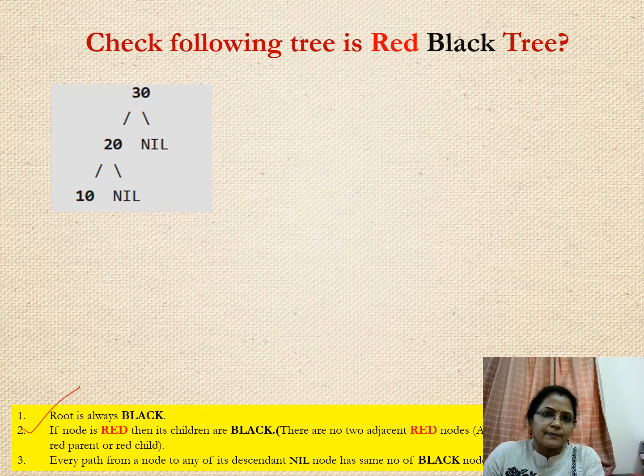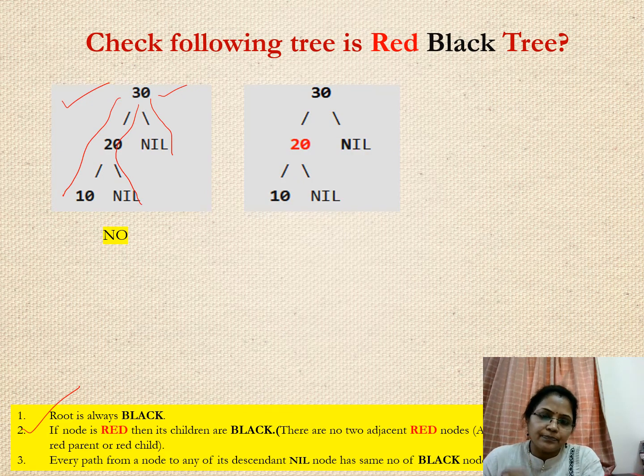Now a small tree is given, and we have to verify whether it is a red black tree or not. So yes, its root is black. The first property is okay. Red nodes are not there. But the third property, every path from a node to any of its descendant nil nodes has the same number of black nodes. So no, in this case you can verify on this path the number of black nodes is 3, but on the path from 30 to 20 it is only 2, and on the path from 30 to nil it is 1. So yes, this is not a red black tree.